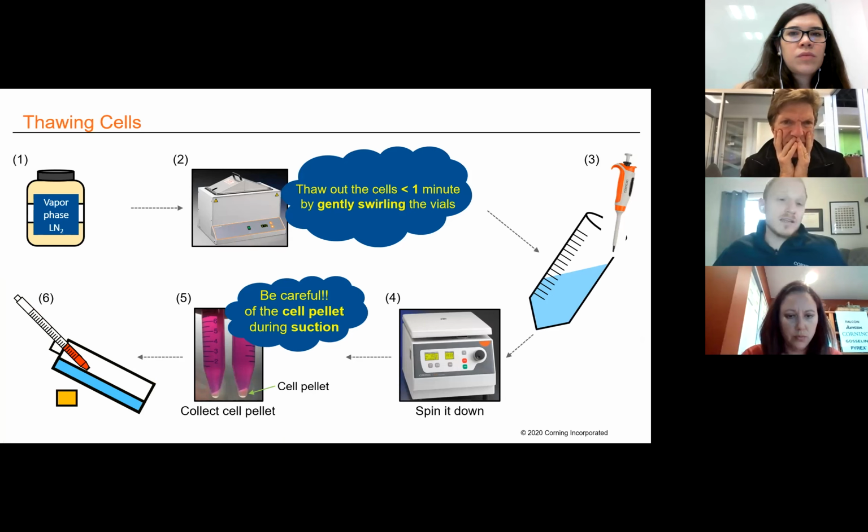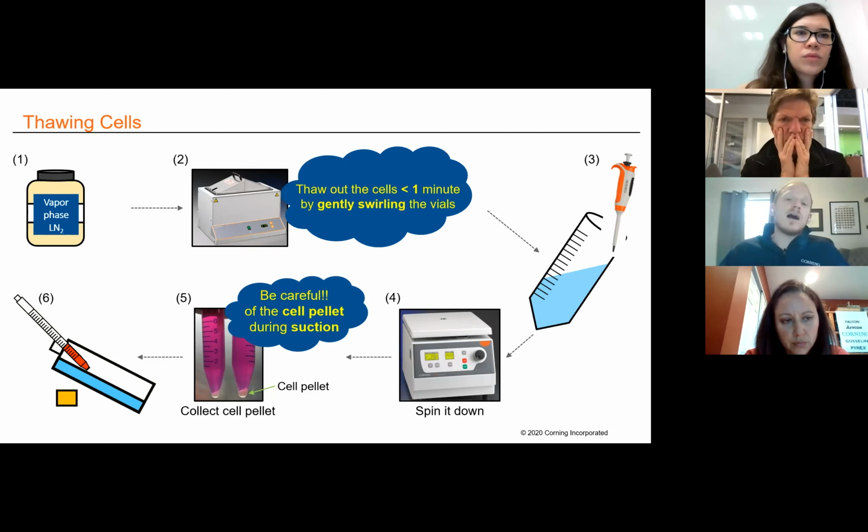So the best practice for storing cells is in vapor phase liquid nitrogen. This slows down the biology and keeps the cells from dividing or producing proteins. And so this can maintain your cells for a very long time and maintain them in a state where they can continue to be used.